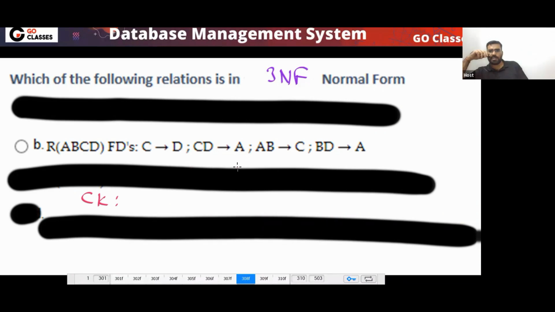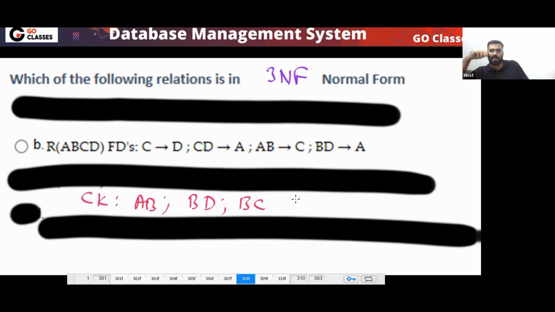For option B, what are the candidate keys? So I think AB is the candidate key. BD is the candidate key. BC is the candidate key. So these are the candidate keys.